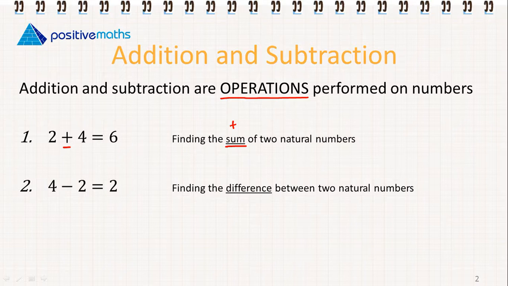And for subtraction, again, we're performing an operation on the number. We're subtracting 2. So 4 minus 2 will give us 2. Here we are finding the difference between two natural numbers. So anytime we see difference, we think of subtraction. It's a really good idea that we start a little glossary of all the important words that we need to know. So here we should make a note of operations and what they are. What does the word sum mean? What does the word difference mean?